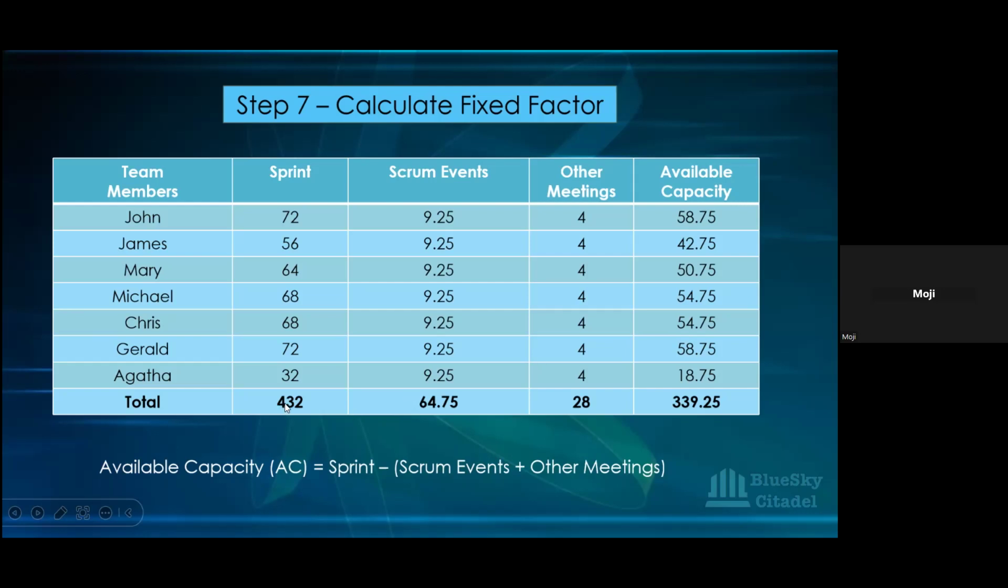So you can see from 432, by the time we remove the time for Scrum event and other meetings, it's come down to 339.25 hours for their available capacity. And this is the formula that you use for calculating your available capacity. So available capacity equals your sprint hours, which is this, minus your Scrum event plus other meetings, which is this, that I said comes up to 13.25. And when you deduct that, this is what you get for the available capacity. Okay. All right, so we go to the next factor we need to put in. So that's how you calculate your available capacity.